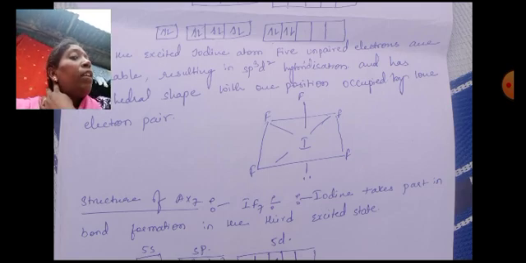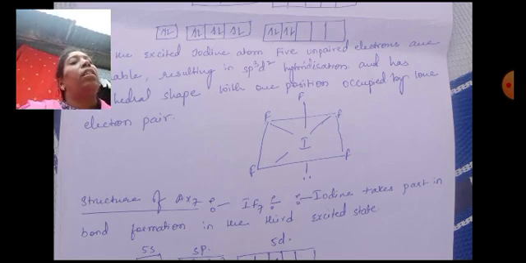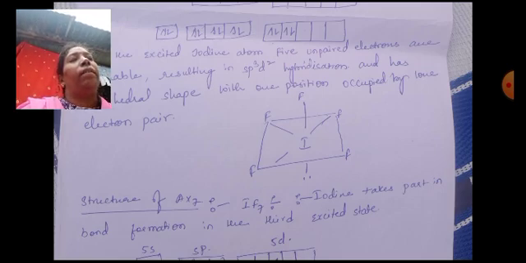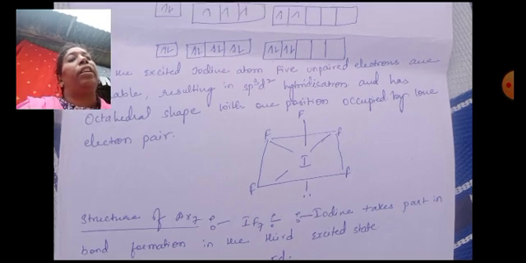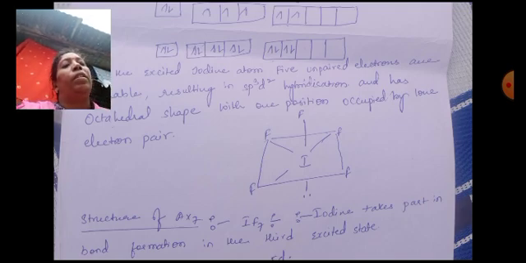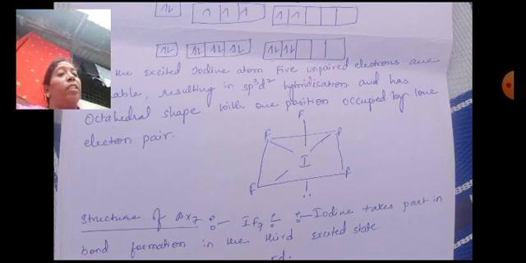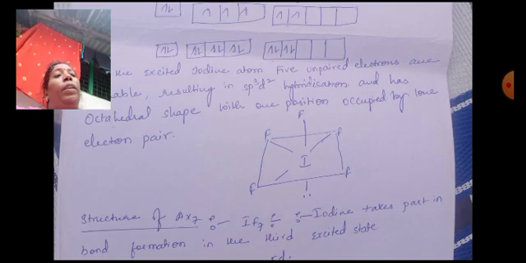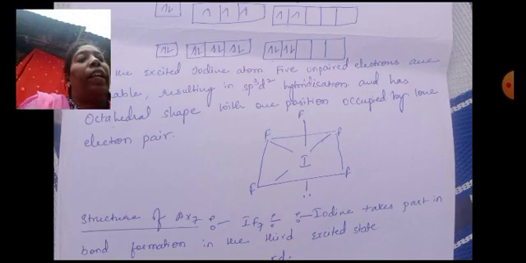You see the structure. It's a simple square pyramidal, and actually in this picture it is showing an octahedral shape, but it is not octahedral. It is square pyramidal. Pyramidal means only one pyramid is present. That's why you call it square pyramidal. If it is two, you will call it bipyramidal.